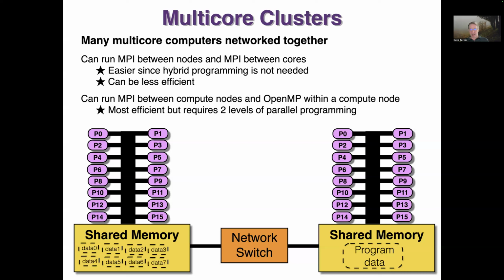The second method is where you would have both nodes as if they were on the right, where you'd have shared memory on each node then. And again, that would be more efficient for some applications because you're doing very efficient shared memory on each one, but you'd have to do two levels of parallelism, MPI to pass between the nodes and OpenMP to do things within the node.